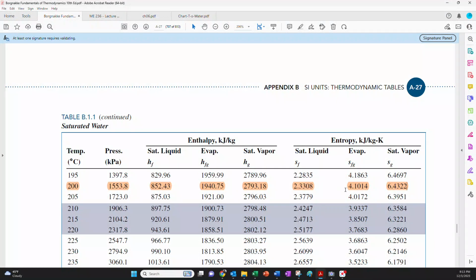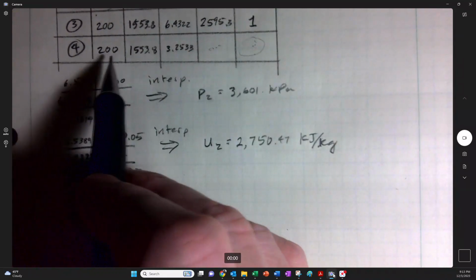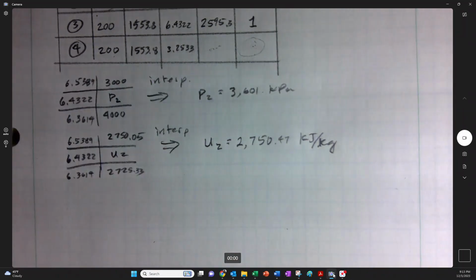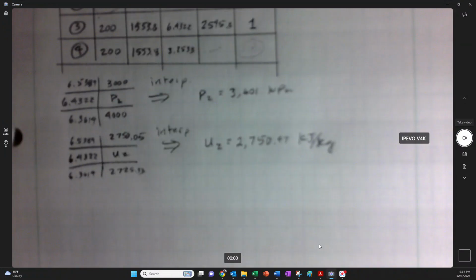And so let's see, our entropy, well, I should go back to this. Our entropy for a 0.4 should be 3.2533 at 200. And we could double check, and it should be, if everything was done correct. Yeah, it's in between there, right? So it's in between 2.33 and 6.432, right? Because we need 3.253. So we're going to write this down, that 2.3308, and write down the SFG. And so let's see if we get that.